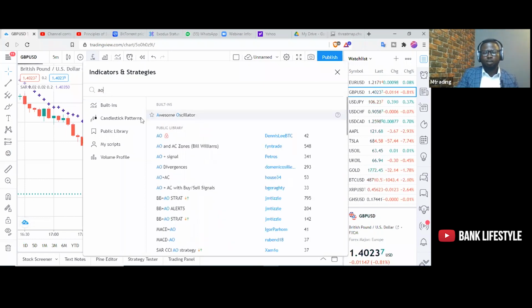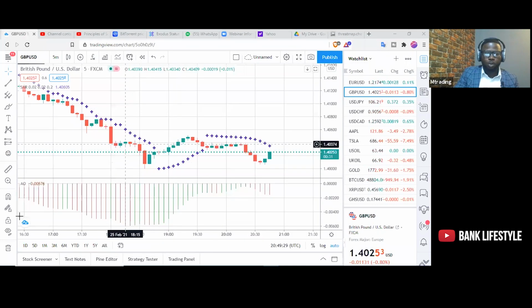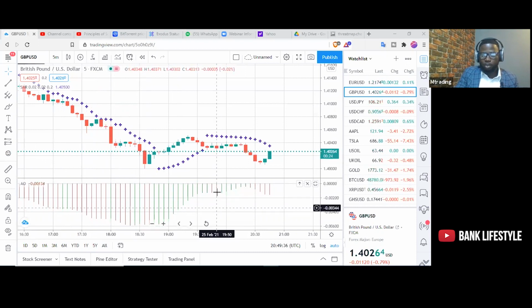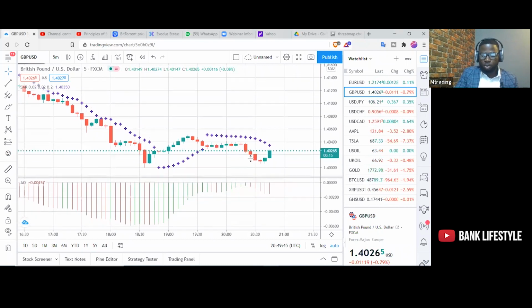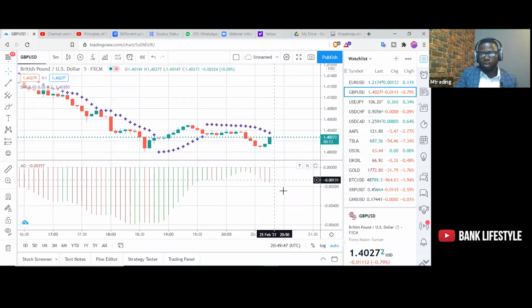AO, that's the awesome oscillator. So this is the awesome oscillator. You can see these red and green bars on the screen. I would love to talk about the awesome oscillator in depth, but I don't think it could be today. But the general knowledge of the awesome oscillator is that it shows you the volume of the currency you're trading. So right now, I don't know whether on your screen you can see it very clearly.